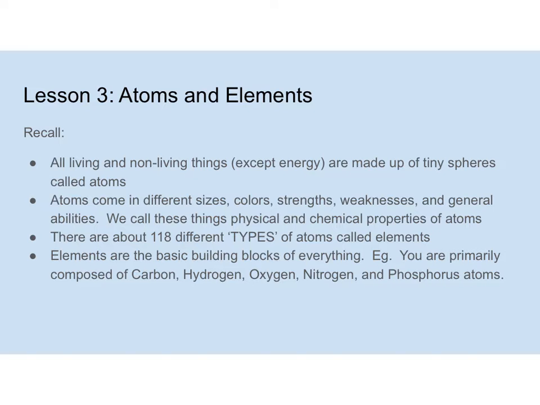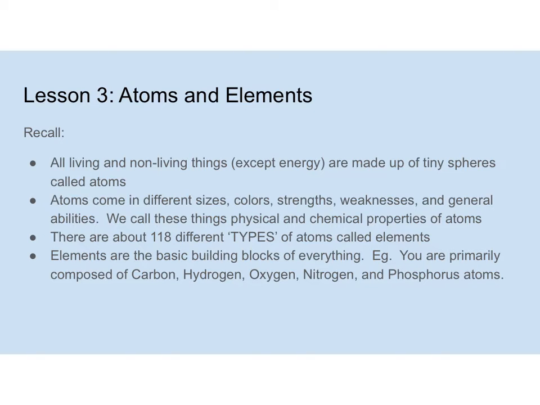Now, atoms come in different sizes, colors, strengths, weaknesses, and general abilities. We call these physical and chemical properties, which is what we went over last week. Chemists have looked at all the different kinds of atoms and asked: what are the advantages of this atom? What are the disadvantages? What color is it? What strength is it? Is it bendable? Is it malleable? Does it react with water? Does it react with air? And so on. Now, there are about 118 different types of atoms, which we call elements.